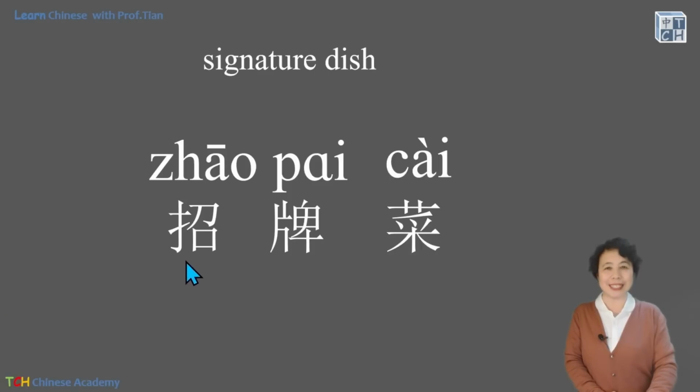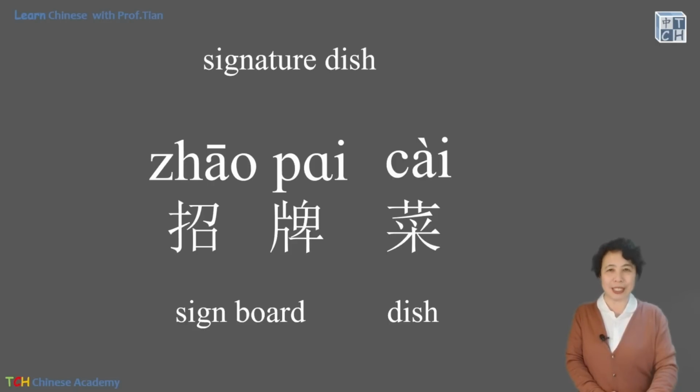And what does this mean? 招牌 means a signboard. This 牌 means a board. And 招牌 means signboard. And the 菜 is the dish. So by saying your signature dish, actually we are saying what is your signboard dish.